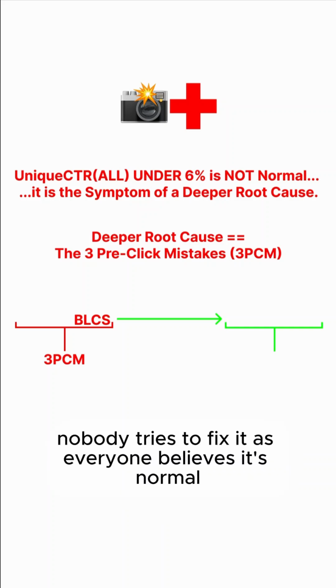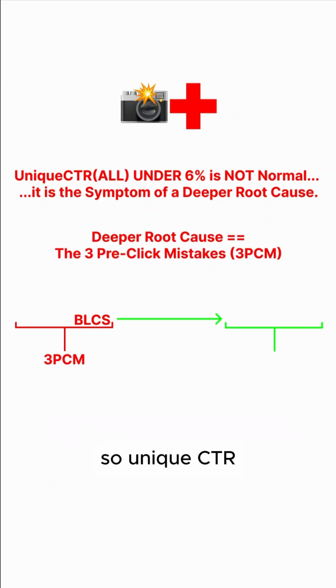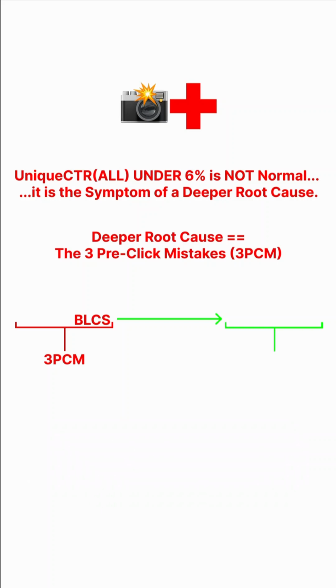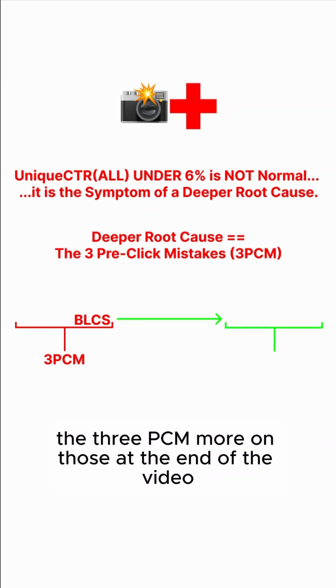Everyone just leaves it alone. Nobody tries to fix it, as everyone believes it's normal, but it's because everyone missed the deeper root cause. So unique CTR under 6% is actually the symptom of a deeper root cause. That deeper root cause is the 3 pre-click mistakes, the 3 PCM. More on those at the end of the video.